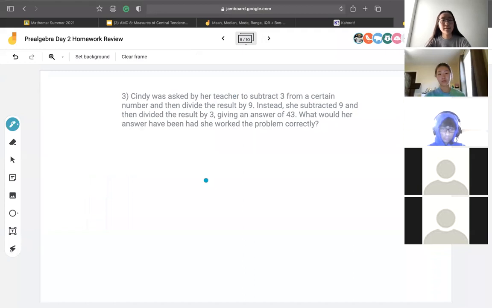All right. Cindy was asked by her teacher to subtract 3 from a certain number and then divide the result by 9. Instead, she subtracted 9 and then divided the result by 3, giving an answer of 43. What would her answer have been had she worked the problem correctly?